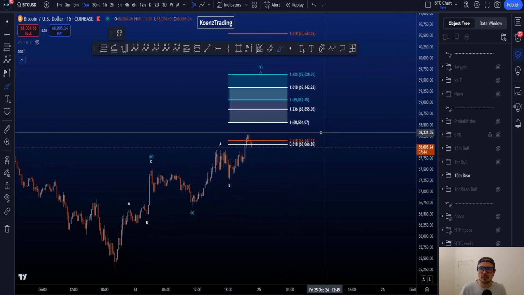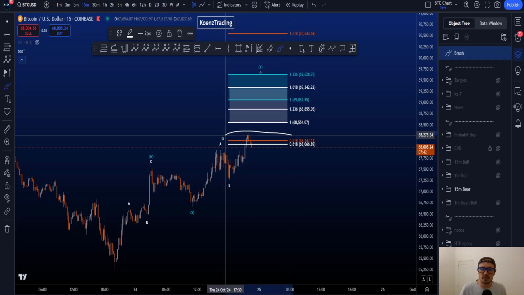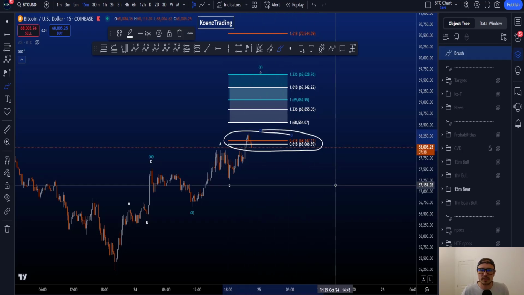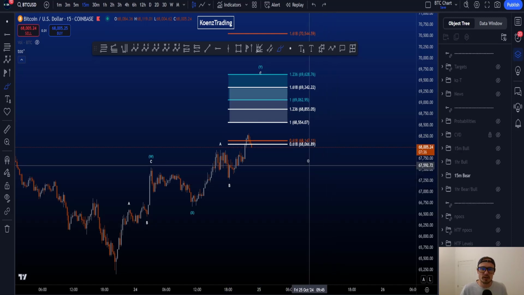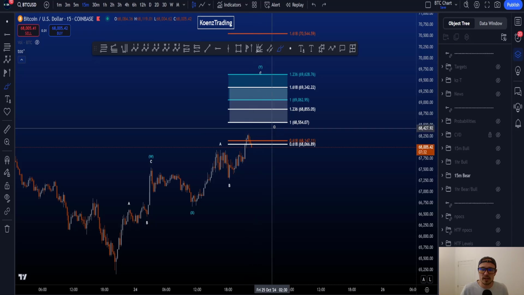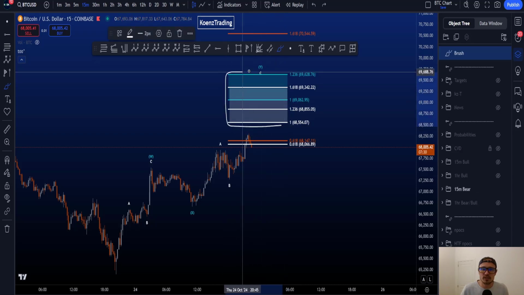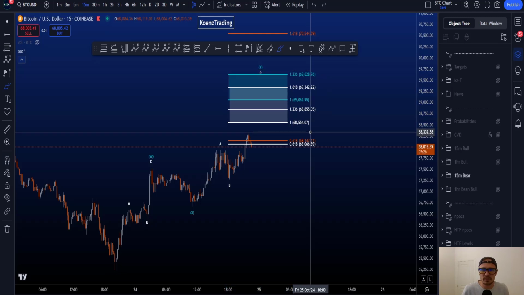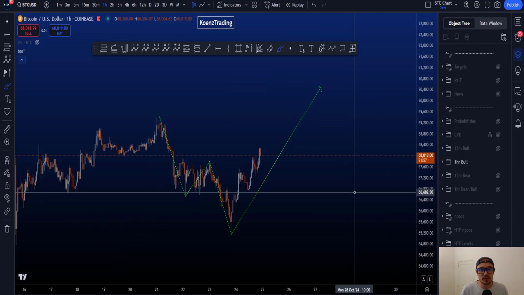Now the minimum target for a wave Y as well as for a wave C has been hit. That is the 0.618 here on my chart. The minimum target was 68k, which as you can see we have touched. Now the target up here is generally the more common target area for a C as well as a wave Y between 68.5k and 69.6k.